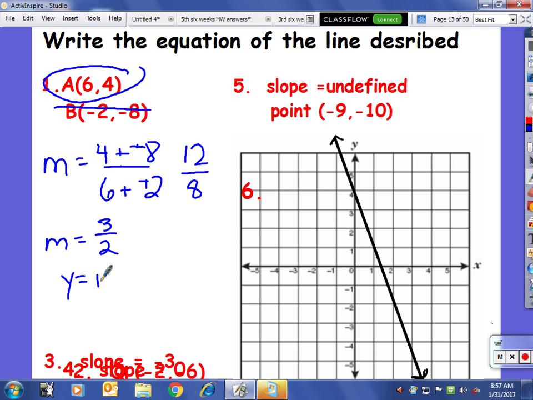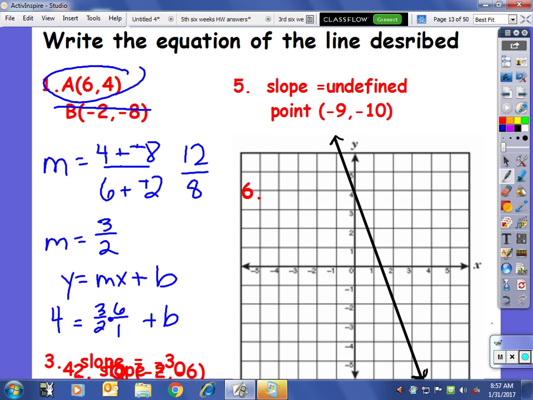I'm going to plug everything I know into y equals mx plus b. So what would I put for y? 4, right? Equals m times x. Well, my m, I just figured out, was 3 over 2 times what's my x? 6 over 1 plus b. Now, what is 3 over 2 times 6 over 1? I've got to multiply the m and the x together. So what do I get when I do this times this?